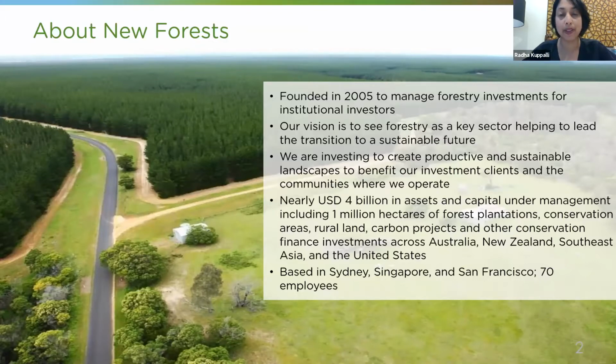We have about $4 billion in assets under management, which consists of about 1 million hectares of forest plantations, conservation areas, rural land, carbon projects, and other kinds of conservation investments across Australia, New Zealand, Southeast Asia, and the US.